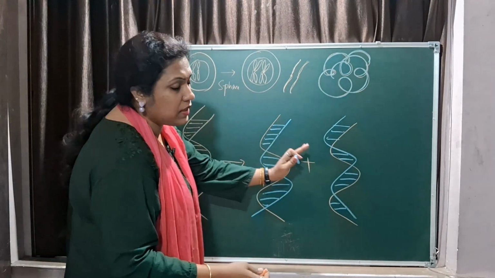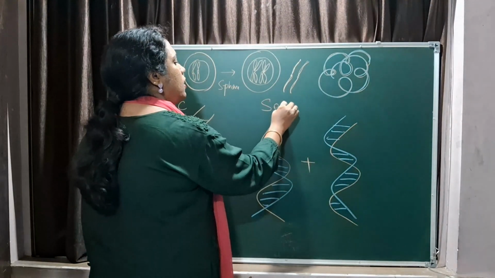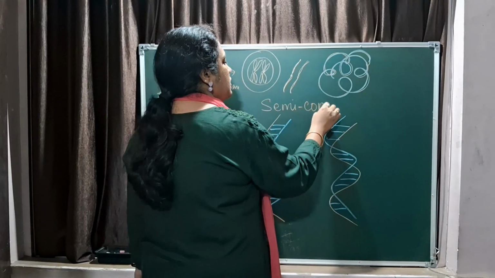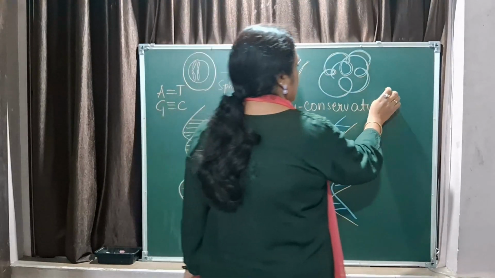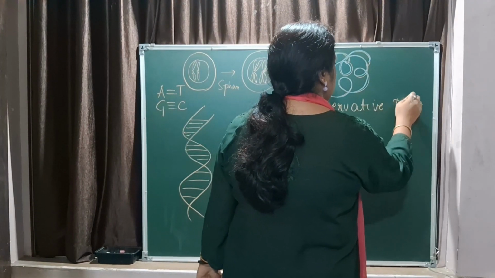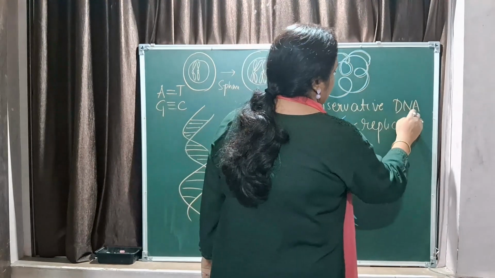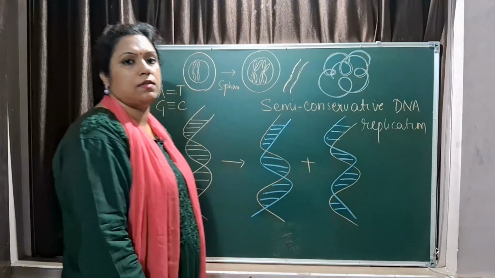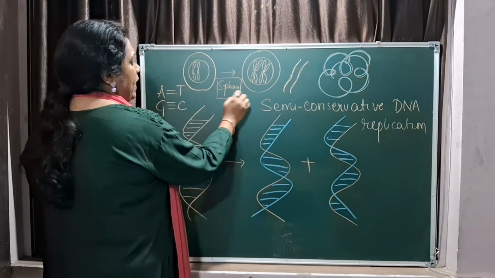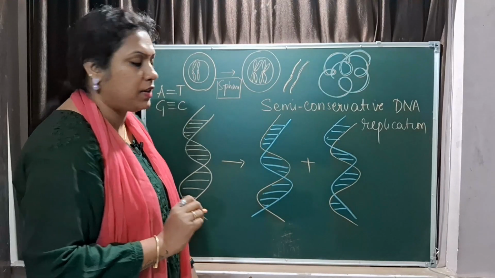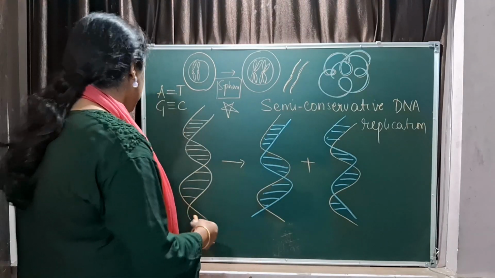Since they contain half of the parental strand, the entire process is called semi, that is half, conservative, because it is conserving half of the parental strand. So, semi conservative DNA replication. Okay, so our DNA replication is semi conservative in nature, and this process happens in the S phase of interphase. Mark it, very important. Is that clear? Let me rub the board.